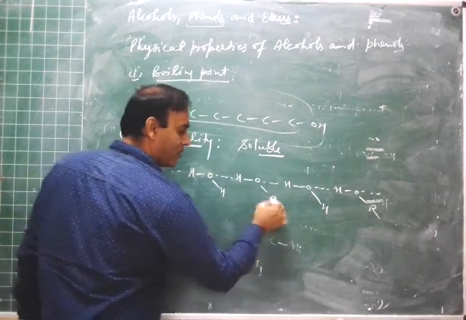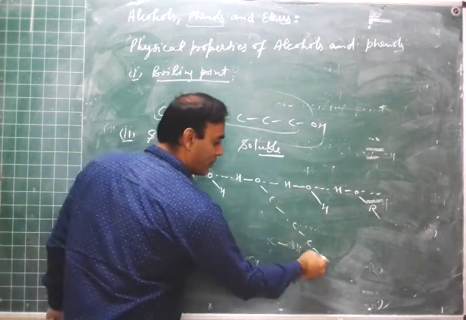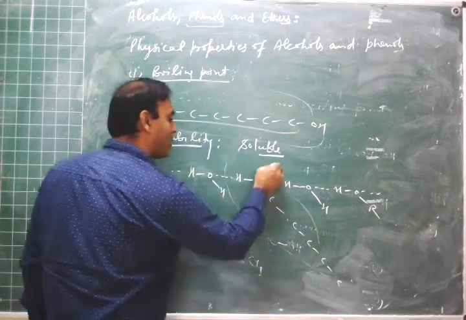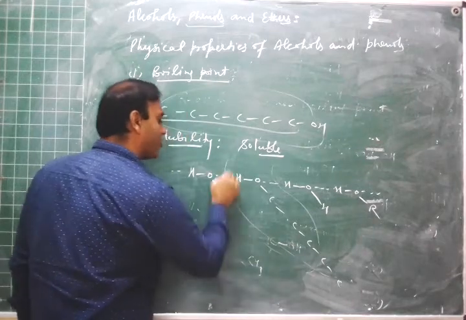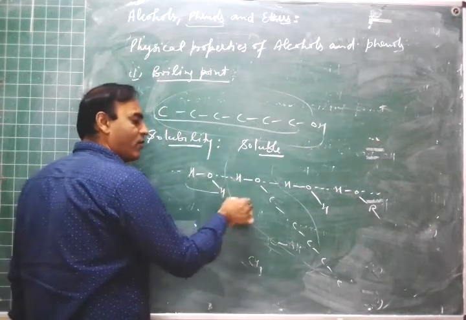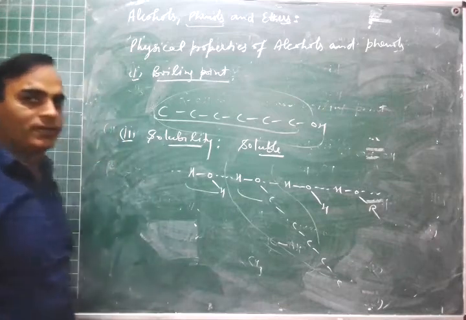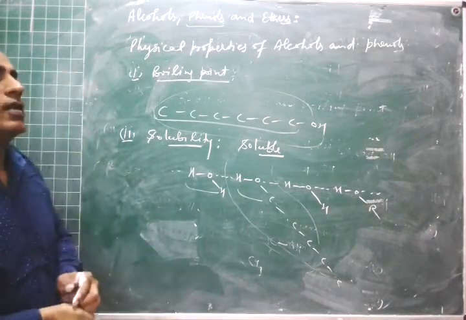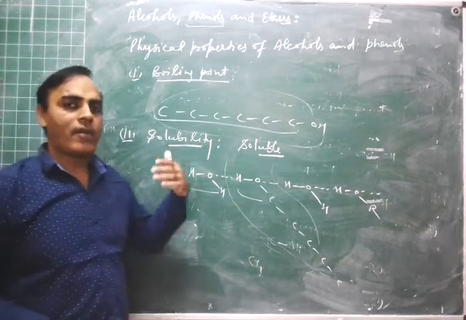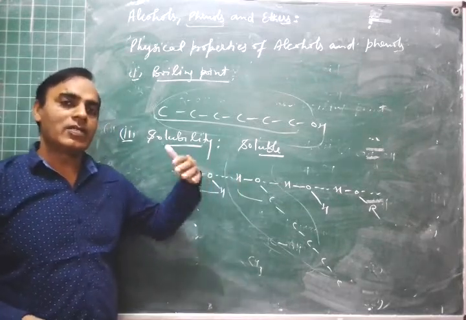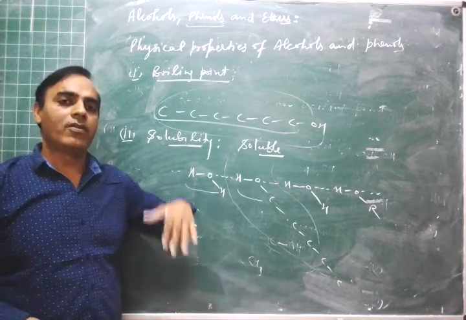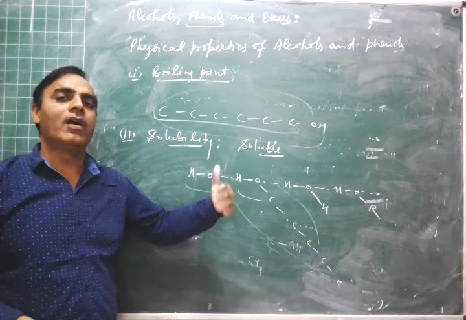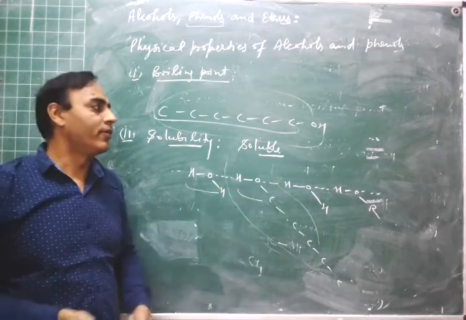Suppose this is the long chain. So this chain can move this side, it can move this side. So it will create steric hindrance to the formation of hydrogen bonds between water molecules and the alcohol molecules. So the higher alcohols are less soluble. That is, we can say, as the number of carbon atoms in alcohol increases, its solubility in water decreases, because the longer carbon chain hinders the formation of hydrogen bonds with water molecules.